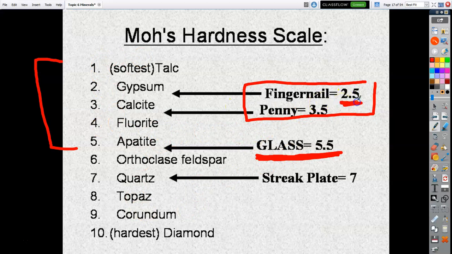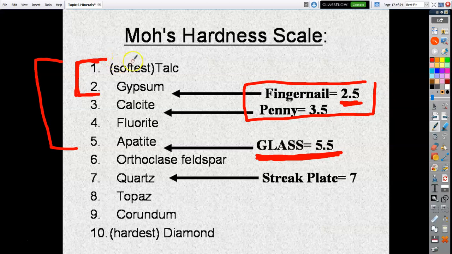Then you take your fingernail. Let's say your fingernail can put a nice easy groove. You're trying to scratch it with your fingernail and it grooves into it, cuts into it. That means it's got to be less than 2.5, right? Because if your fingernail can cut into it, it's softer than your fingernail. So that means you're down to a 1 or a 2, probably talc or gypsum. And that's about as far as you need to get.